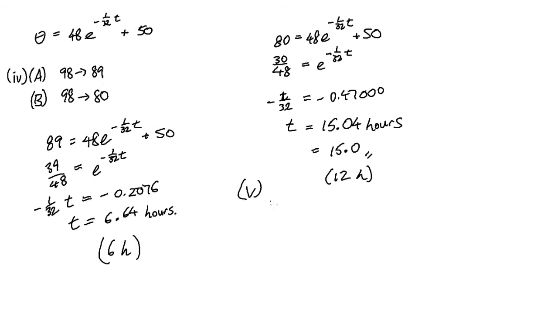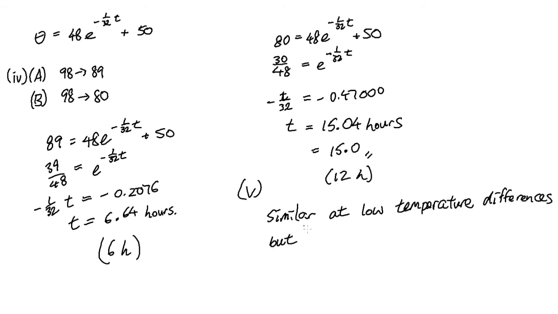So the conclusion for part 5 will be: the model is similar at low temperature differences, but has large differences at longer time periods.